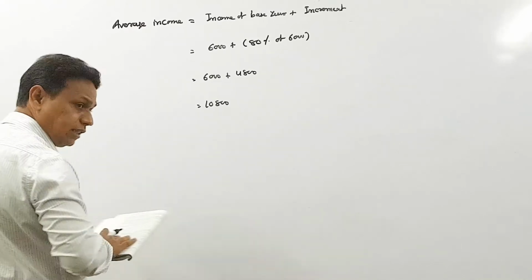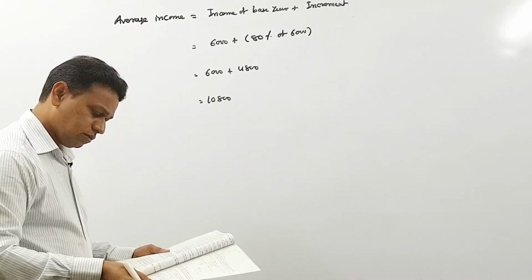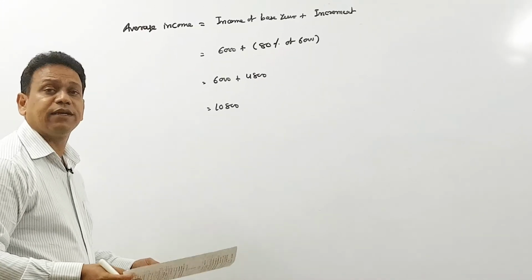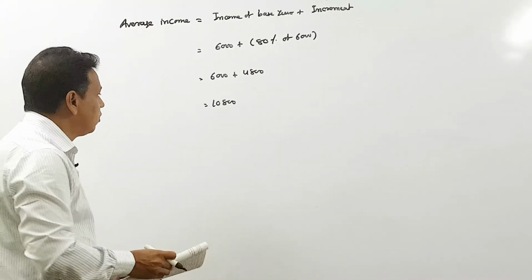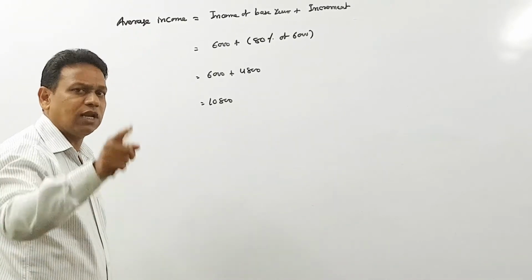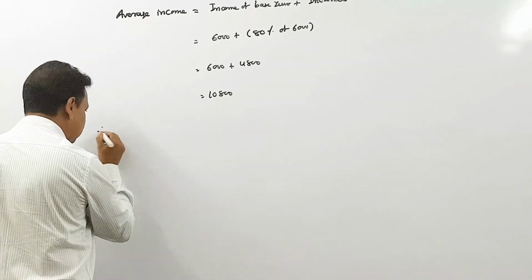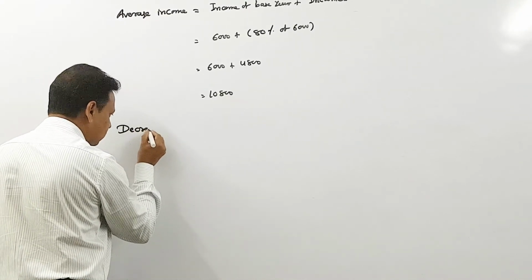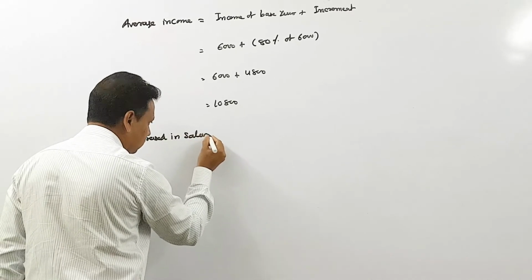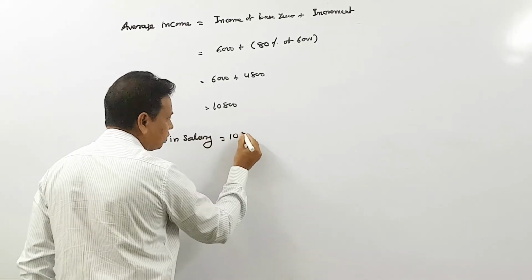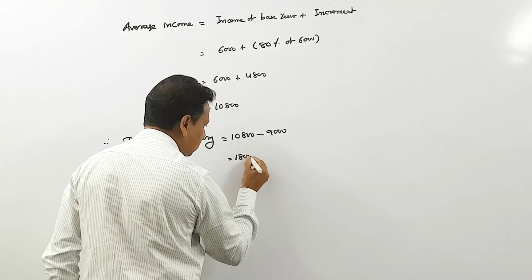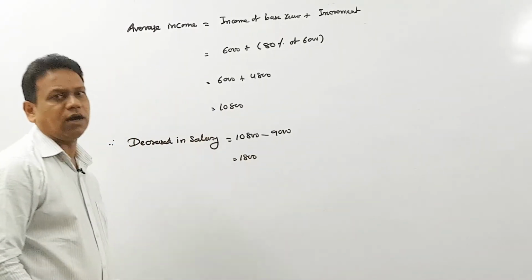So if they are paying 9,000, okay. My dear friends, they are paying 9,000. So you need 10,800, and they are giving you 9,000. That means your salary is decreased. So right now, the decrease in salary is equal to 10,800 minus 9,000. That is 1,800, which is your answer.